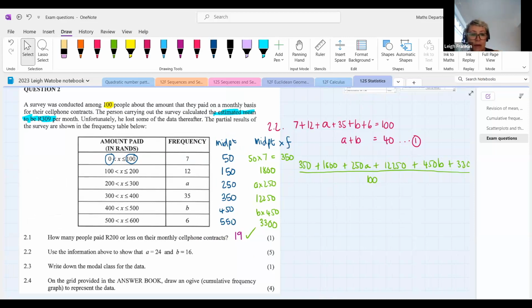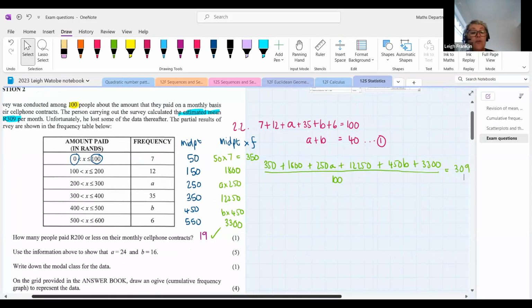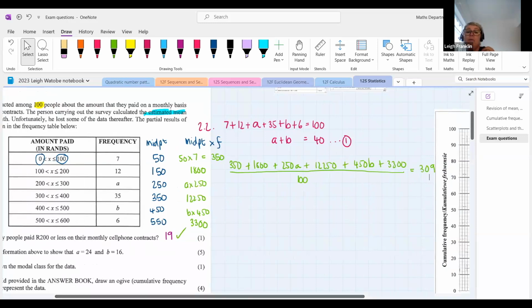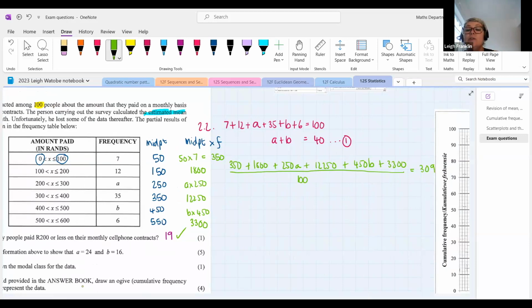Just to go over that again, in order to work out what to add together, you have to take the midpoint of your class interval and multiply it by your frequency. You add all those values together, you divide by the number of values you've got. In this case, it would be 100 because there were 100 people, and that is equal to the estimated mean, which is 309. So that is equation number 2, and these are the two that you need to solve simultaneously.